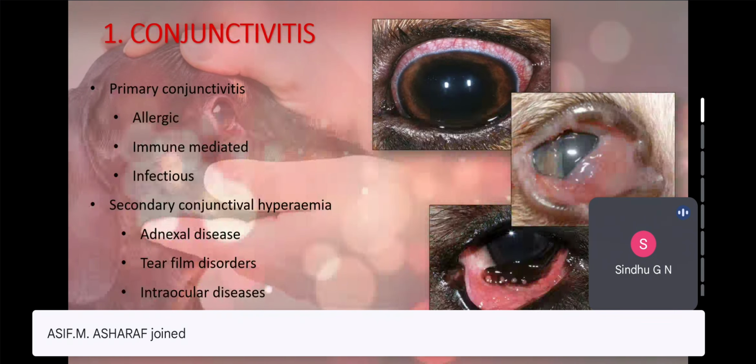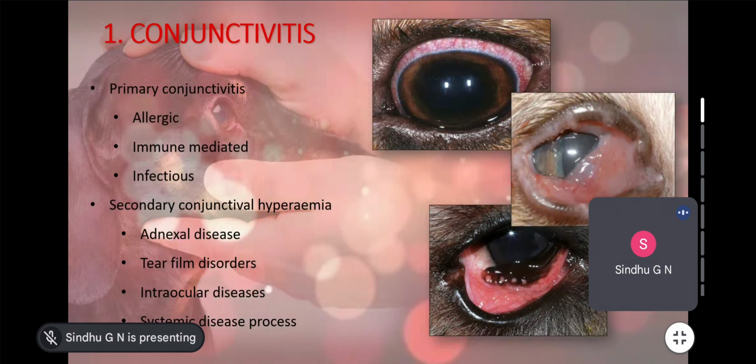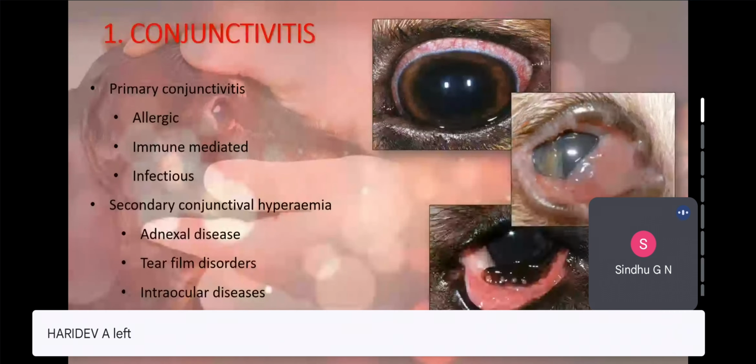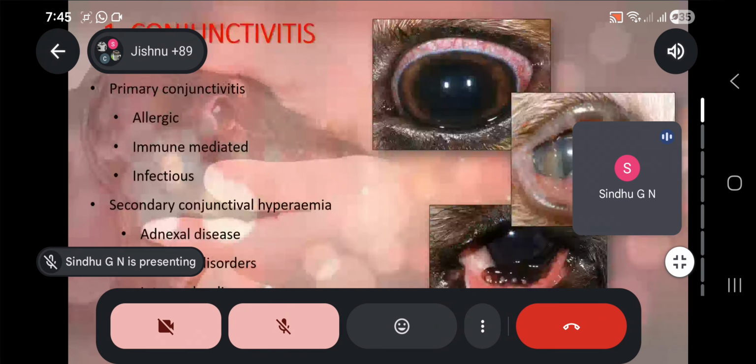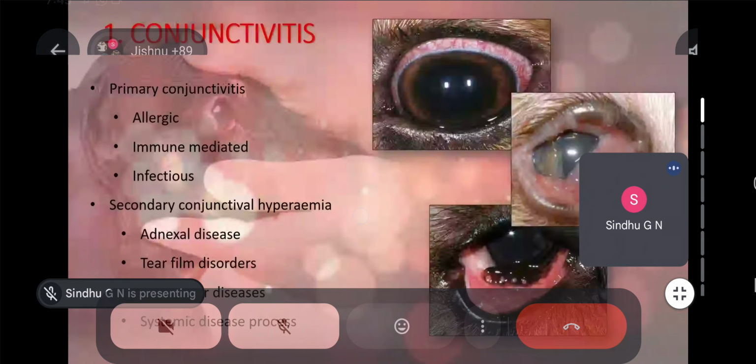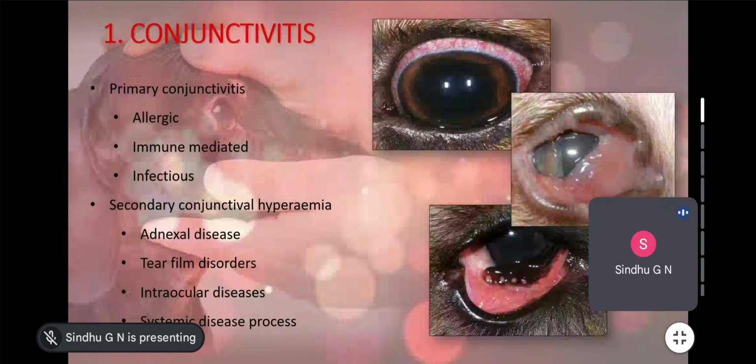So, first and most common one is conjunctivitis. It can be a primary conjunctivitis due to allergen or immune mediated or infectious, or it can be secondary conjunctival hyperemia due to some adnexal diseases like any ingrown eyelashes or eyelid abnormalities causing constant irritation and redness, or tear film disorders, as I said before, KCS. Then intraocular diseases like glaucoma can also cause conjunctival hyperemia, and systemic disease processes.